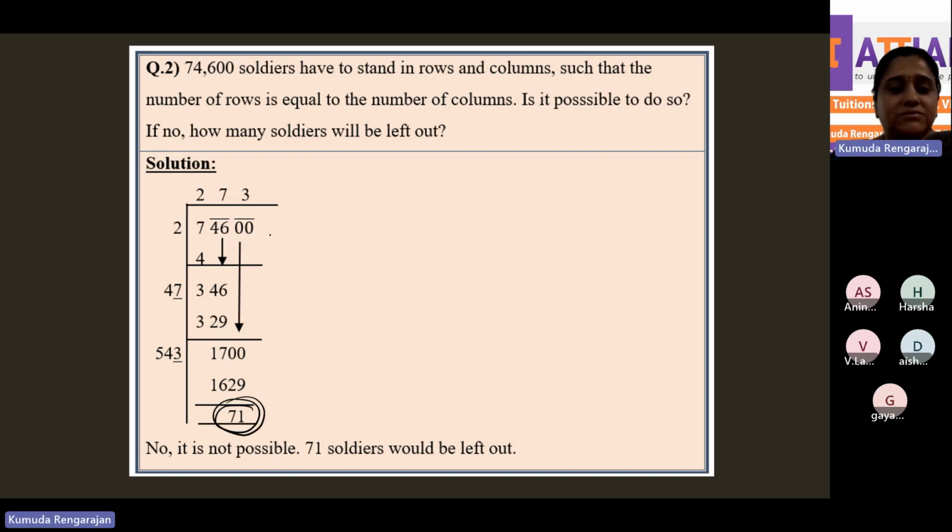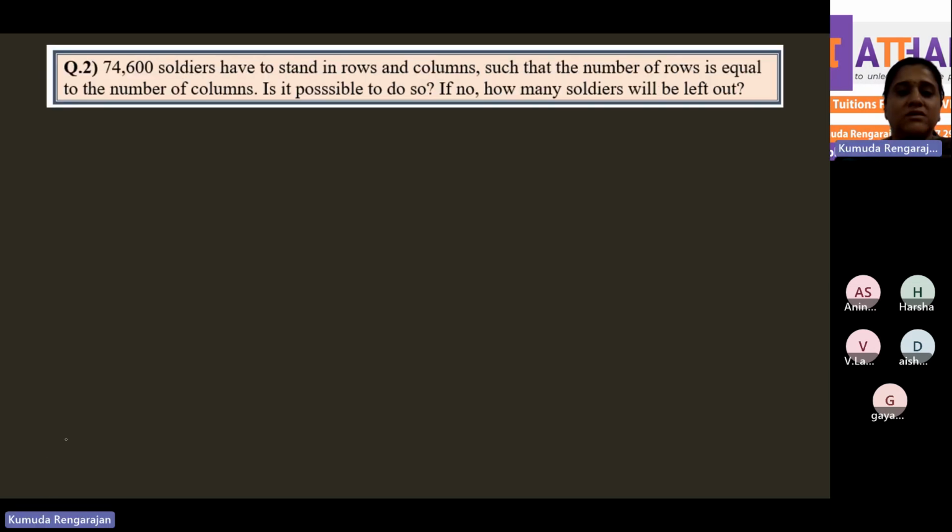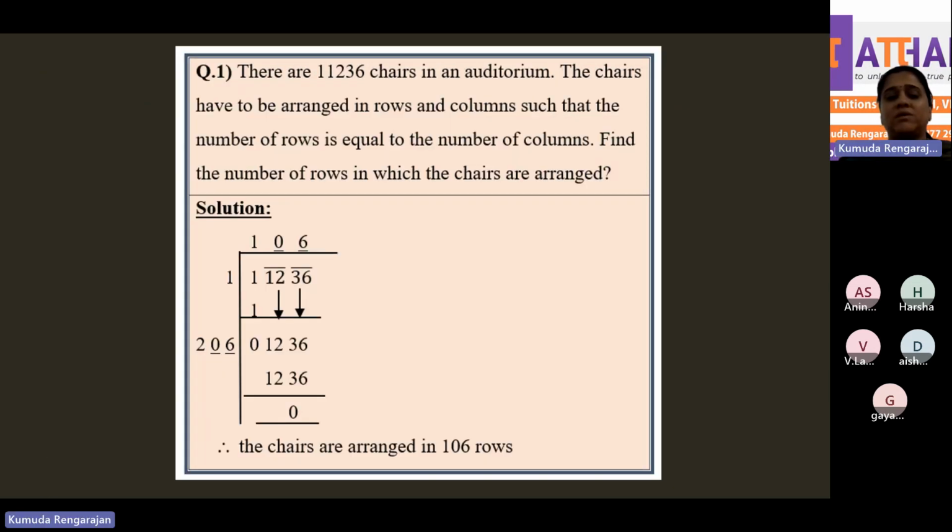So that means in this question, it's about soldiers. These soldiers will be arranged in 273 rows and 273 columns, and 71 soldiers will be left out. All right. Here, nothing is left out. Remainder is 0. So all the chairs can be arranged in 106 rows and 106 columns. Yeah, write down, children. Take down the answer.